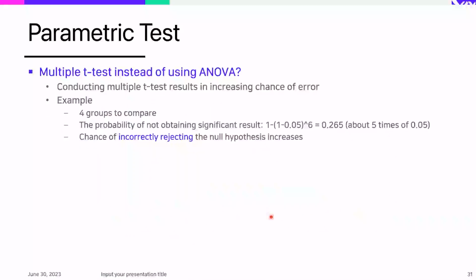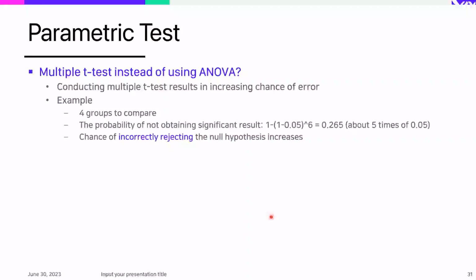Okay, so you might say, why not use multiple t-tests instead of using an ANOVA? And it appears that doing multiple t-tests ends up with a better result. But there is a catch. Conducting multiple t-tests results in an increasing chance of error. It's just like flipping a coin multiple times and counting the probability of it. For example, there are 4 groups to compare, and the probability of not obtaining a significant result, which we said is 0.05, actually is 1 minus 0.05, which will be multiplied by the number of comparisons.